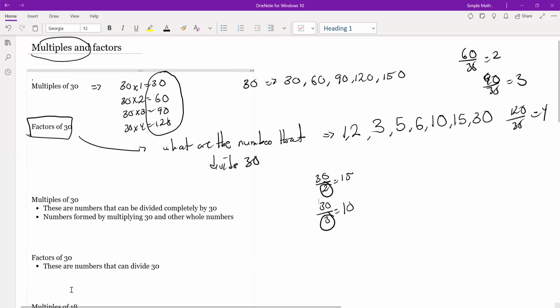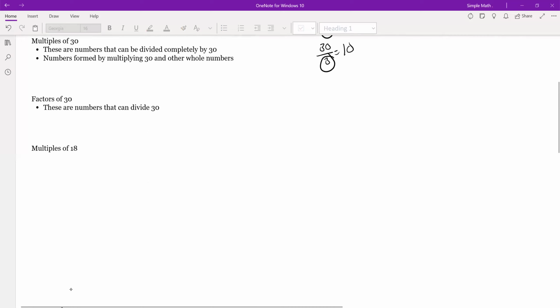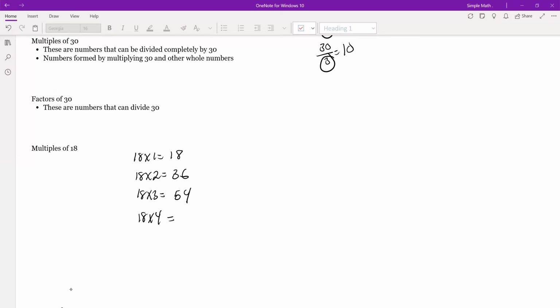Let's also try the next one. Multiples of 18. How do you get the multiples of 18? 18 times 1 is obviously 18. 18 times 2 is 36. 18 times 3, that will be 54. 18 times 4, that's 72. 18 times 5, 90. So these are multiples of 18.